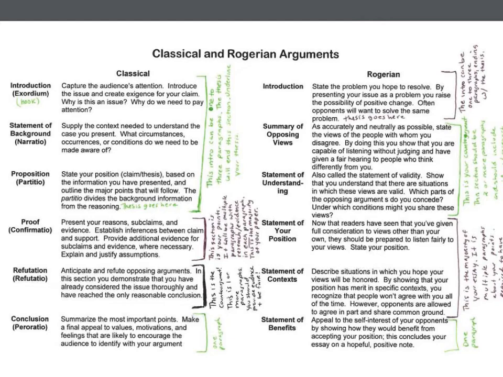So Rogerian is similar, but you'll notice the counter argument is a lot sooner. Here you have the introduction. Again, you can have 1 paragraph, you can have 2, you can even have 3. The thesis goes at the end of the intro. Then, right after the thesis is where you put your counter-argument, which is the summary of opposing views and the statement of understanding here. Remember research throughout, topic sentences, all that.